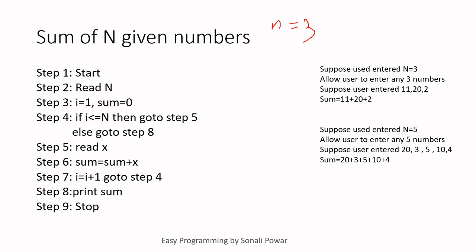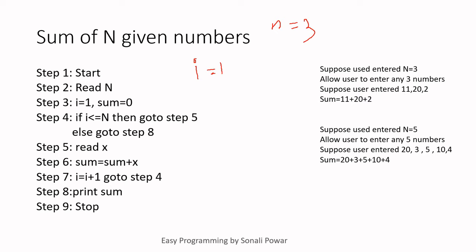So here what do I have to do? I will take one counter. Suppose the counter value is 1, then ask the user to enter 1 value. Next, afterwards increment the counter. Suppose in this case I have taken I as a counter. I is working as a counter. I set I is equal to 1 initially.